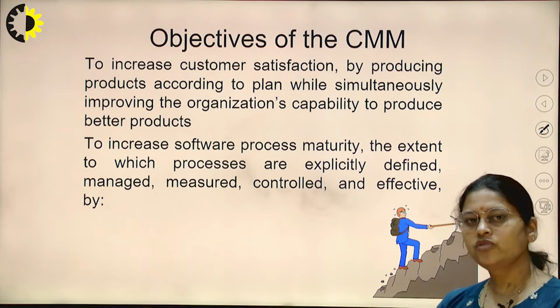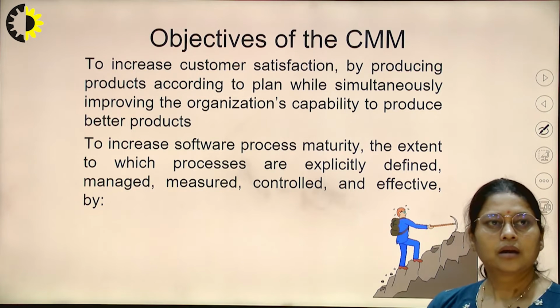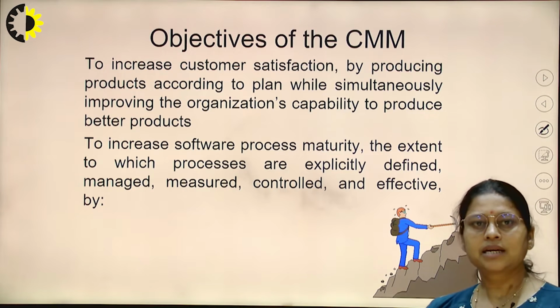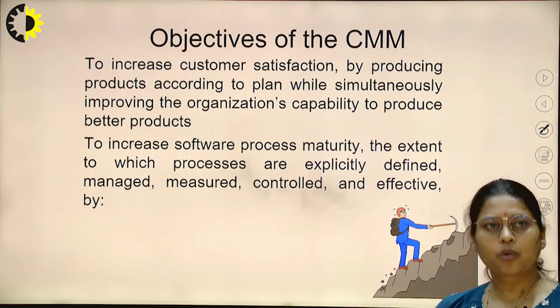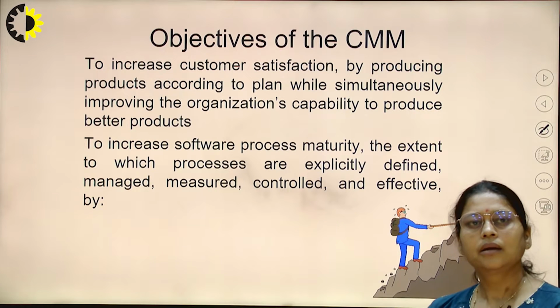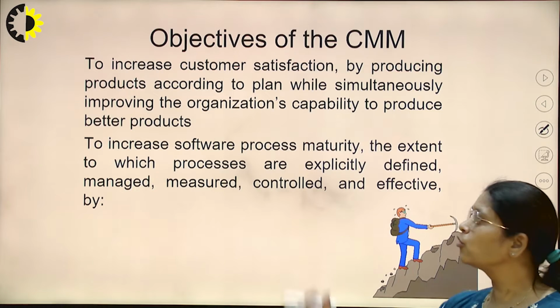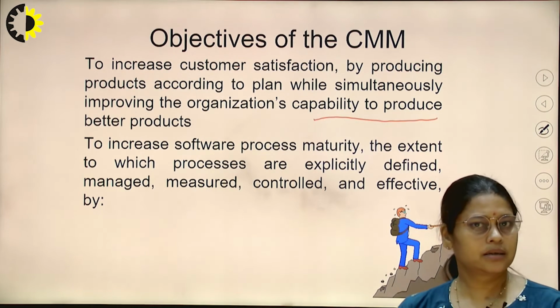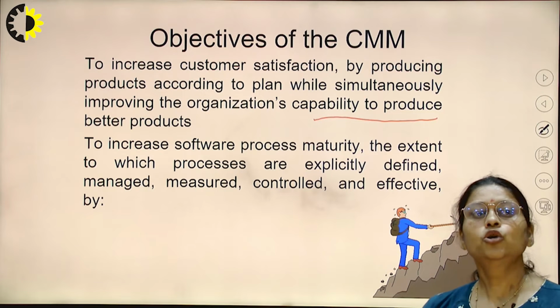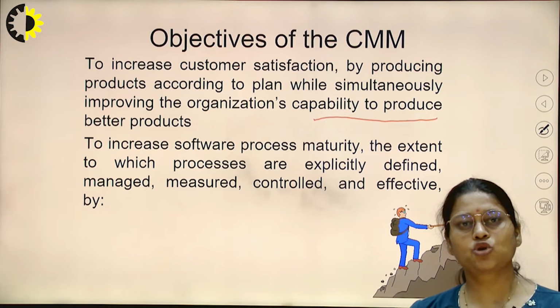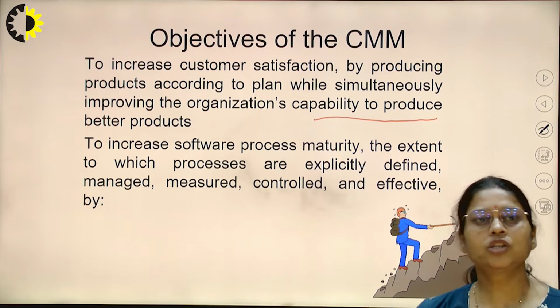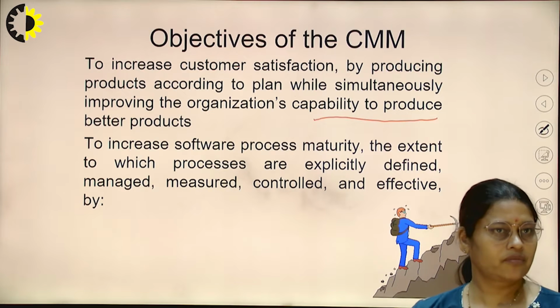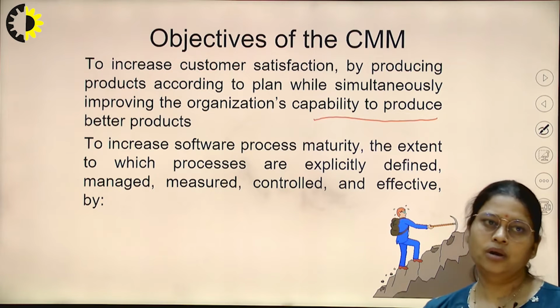So what is the objective of CMM? To increase customer satisfaction by producing the product according to the plan, while simultaneously improving the organizational capability to produce better results, and to increase the software process maturity, the extent to which processes are explicitly defined, managed, measured, controlled and effective.